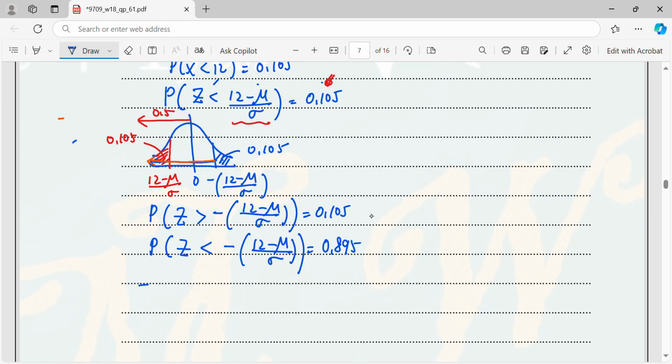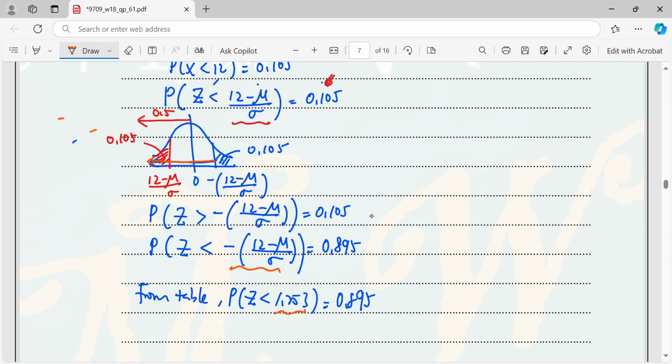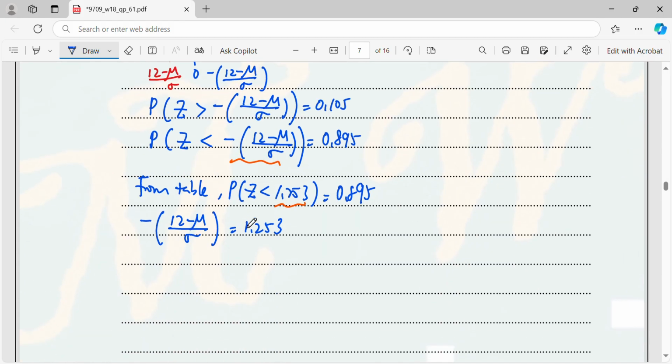Then from here, I will refer to the table to get the critical value. So from table, the probability of Z less than 1.253 is 0.895. Now I will just compare these two, they are equal. So negative of (12 minus mu) over sigma is 1.253. Then I get the first equation: move the sigma and the minus to the other side, so you get 12 minus mu equals negative 1.253 sigma. This is my first equation.